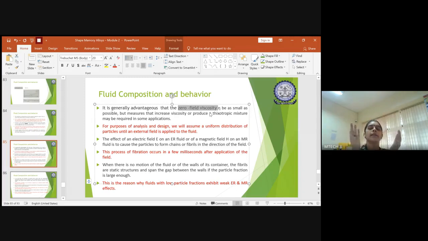Once the given device is stable, then you can slightly apply the electric field or the magnetic field, based on whether it is ER or MR fluid. Then you do the working process and the phenomena for different applications as required.